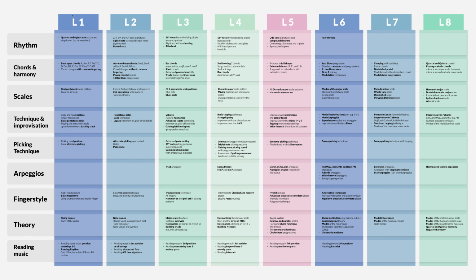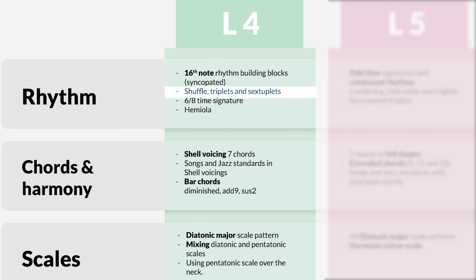In level 4 you learn about the shuffle, triplets and sextuplets rhythm figures. Also the 6/8 time signature, the hemiola and 16th note syncopated rhythm is something you learn in this level. Now we're going to see the convenient shell voicing shapes for 7 chords and use them in jazz standards and modern music. In addition to the shell voicings, you get acquainted with the diminished, added 9 and sus2 bar chords.